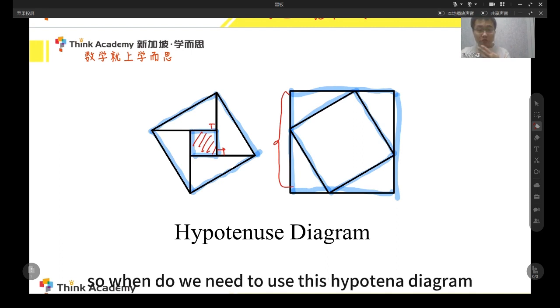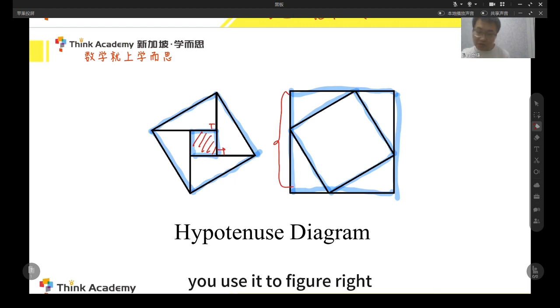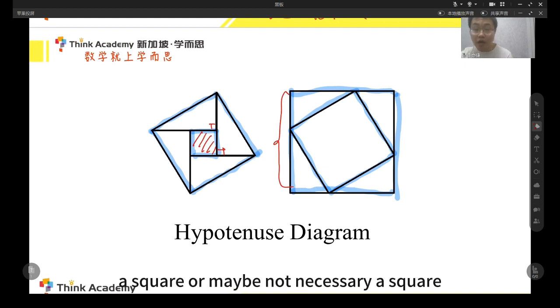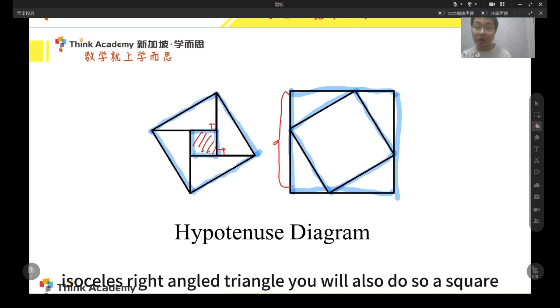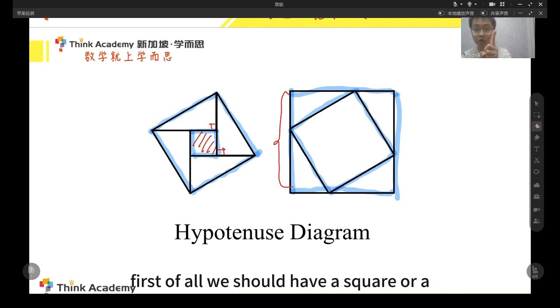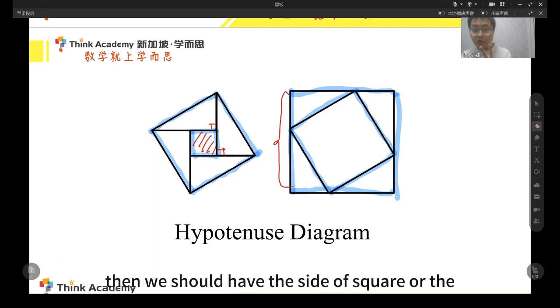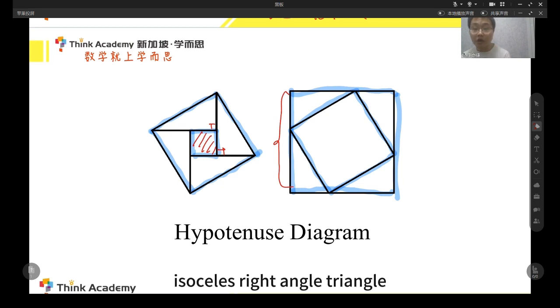So when do we need to use this hypotenuse diagram? You see the figure, right? Firstly, there should be a square, or maybe not necessarily a square. Maybe half of the square, an isosceles right angle triangle, will also do. First of all, we should have a square or isosceles right angle triangle. And then we should have the side of the square or the isosceles right angle triangle be just the hypotenuse of another right angle triangle.